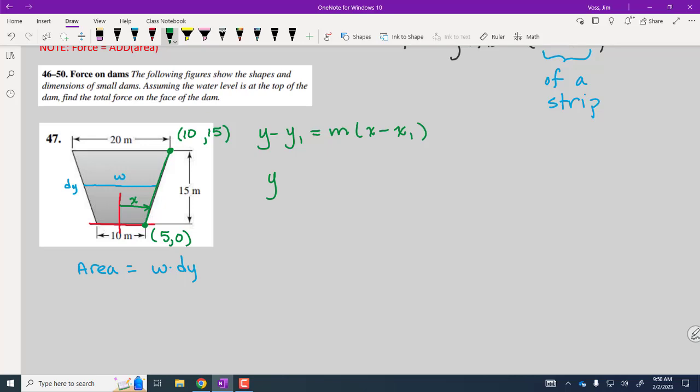We'll pick the one with the 0, right? Y minus 0 is a lot easier than y minus 15. Does it matter? No. You can pick any point. Does not matter. So we'll do the y minus 0, and then x minus 5. And then for slope, we just look here, and then our rise over our run. So the rise is 15, and the run is 5. Everyone agree with that? So there's the equation of the line.